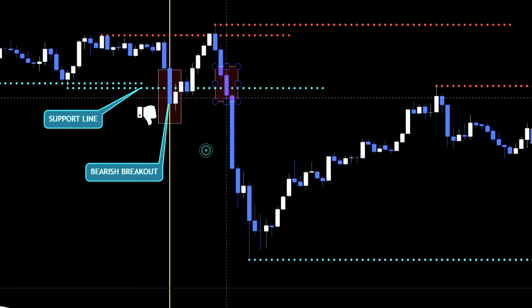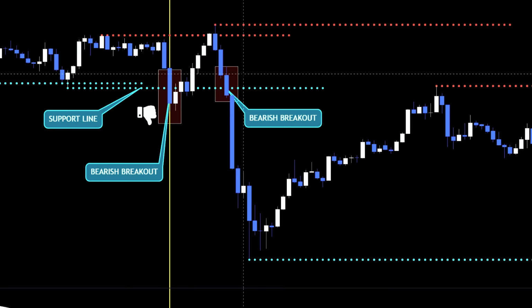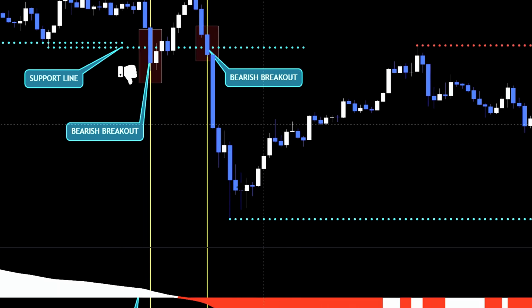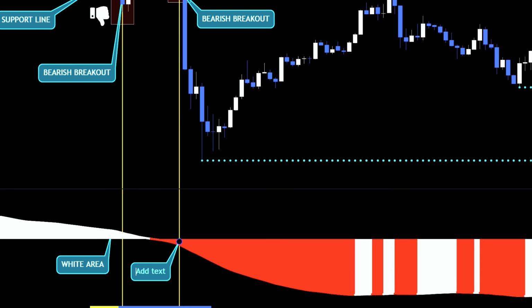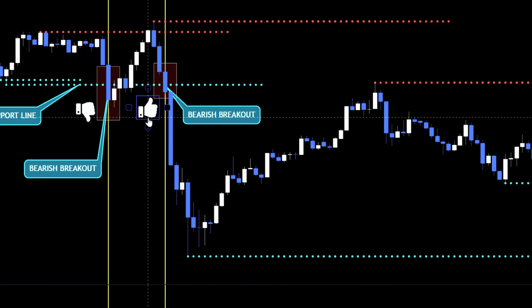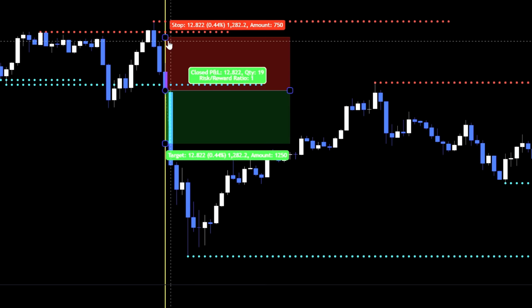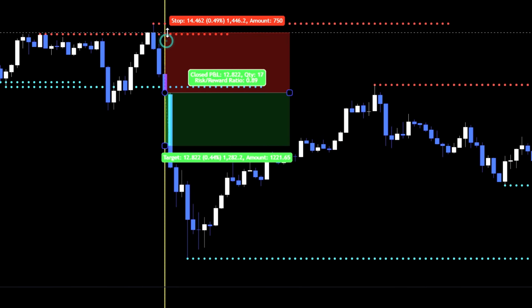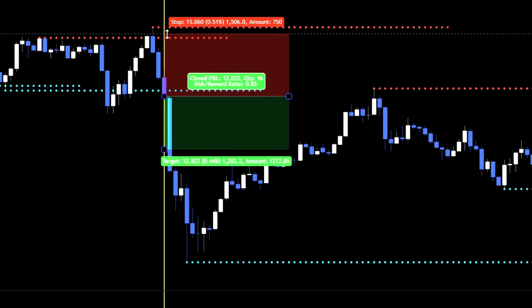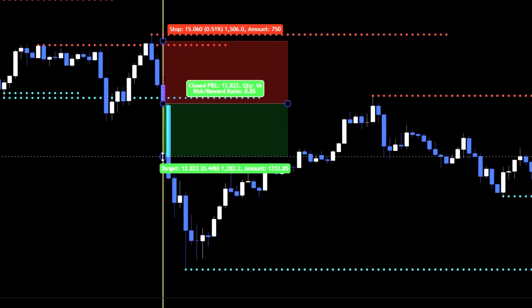That means we should not enter any trades because there's not enough momentum in the market to move the price. But check out the next example. This time, the price again breaks below a support line, with red bars on the squeeze momentum indicator confirming bearish momentum. You enter at the close price of the breakout candle. Set your stop loss above the recent swing high and target a 1 to 2 risk to reward ratio. This trade worked out beautifully, hitting the take profit for a profit.